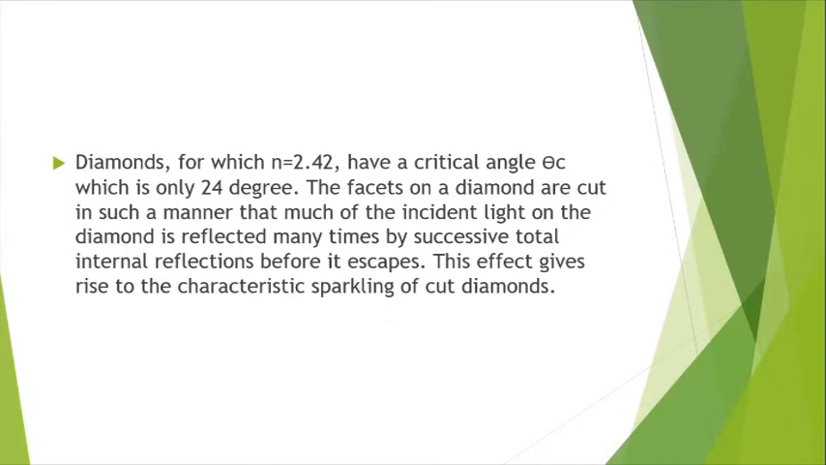Okay? For example, sa material naman na diamond ang ginamit natin, for which the material of diamond has N equal to 2.42, and a critical angle theta c which is only 24 degrees. The facets of a diamond are cut in such a manner that much of the incident light on the diamond is reflected many times by successive total internal reflections before it escapes. These effects give rise to the characteristic sparkling of cut diamonds.